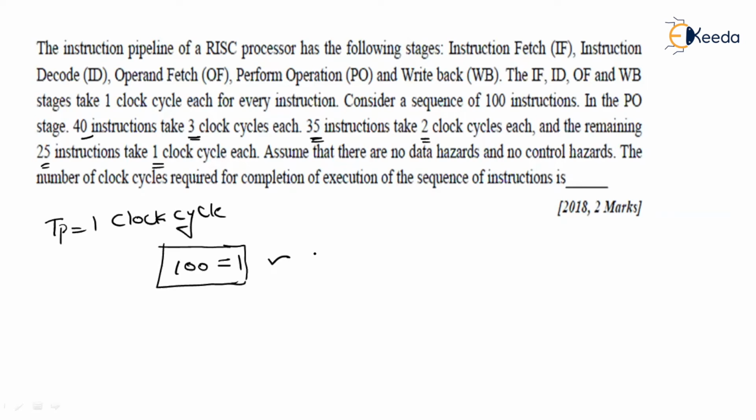But there are some 40 instructions which are going to take 2 additional clock cycles, right? Commonly 1 clock cycle, but here 2 additional clock cycles. As it is given as 3, 1 is common for all. I've added here: these 40 instructions take 2 additional clock cycles, and these 35 instructions take 1 additional clock cycle.